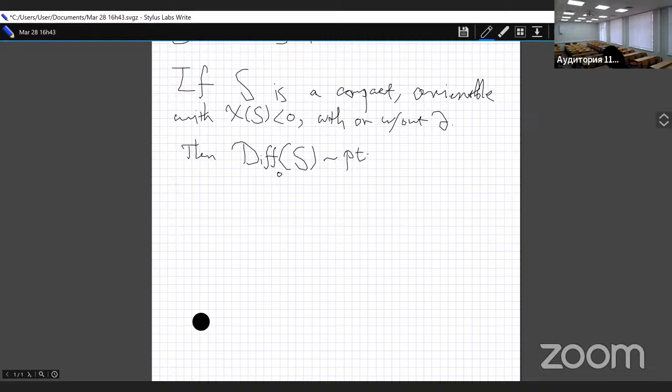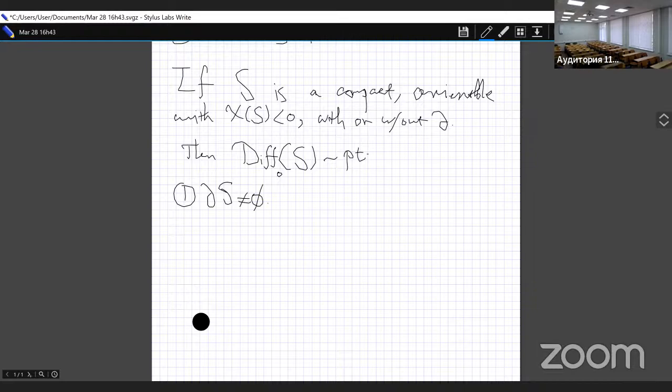To prove this, we will use 3 steps. Let me just mention the steps, and then we're going to be proving them. The first one is that we can always assume that S has a boundary component. So the first step is that we can always assume that the boundary of S is non-empty.